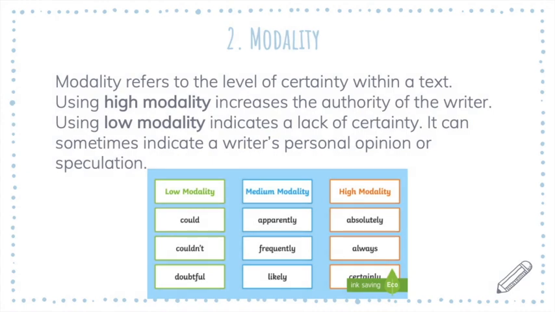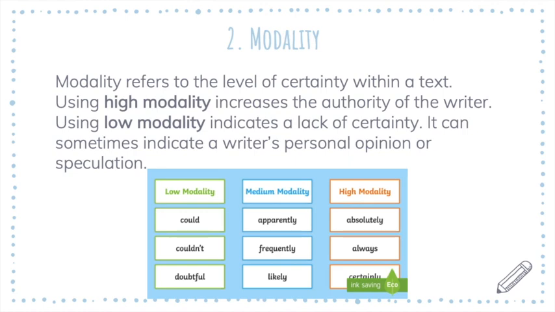Secondly, we are looking at modality. Modality refers to the level of certainty within a text. Using high modality increases the authority of the writer. However, using low modality indicates a lack of certainty. It can sometimes indicate a writer's personal opinion or speculation.